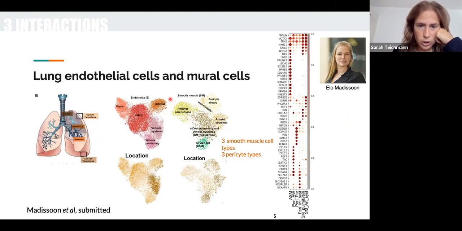I also want to share with you unpublished data on the lung, from Elo Madison, who's a postdoc in the group, supervised by Kirsten Meyer. And what they've proceeded to unravel here is the cell populations in 5 distinct regions of the lung, going from the trachea to large airways and down to parenchyma, small airways and alveoli. And again, this allows us to dissect the different endothelial cells, smooth muscle, pericyte, and so on populations, and then pinpoint the specific localizations of them.